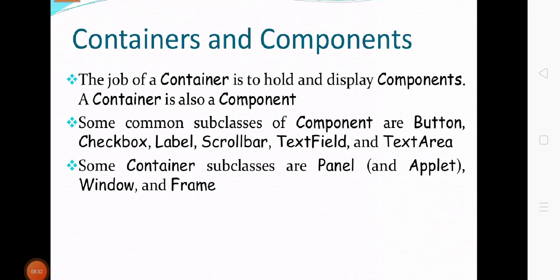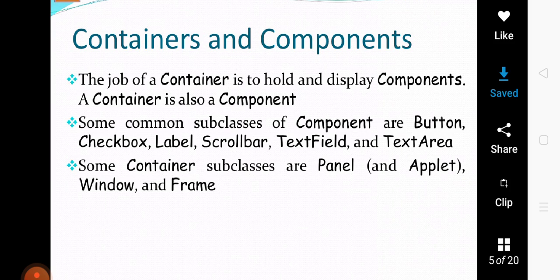With the help of components, we will use different types of components to improve our GUI application, to give a more interactive environment to our application. And we will place these components on a container. Some common components are buttons, checkboxes, labels, scroll bars, text fields, and text areas. And some containers are panel, which includes applet, windows, and frames.